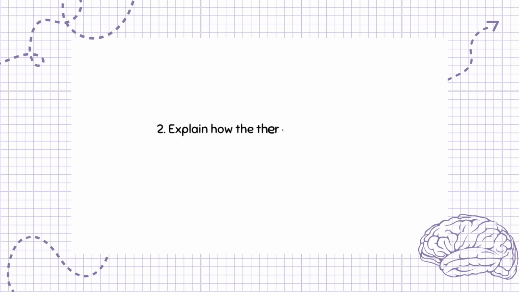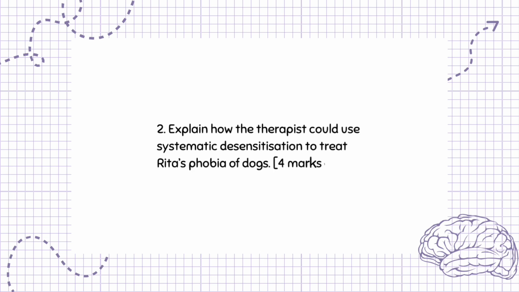Question 2. Explain how the therapist could use systematic desensitization to treat Rita's phobia of dogs. 4 marks.